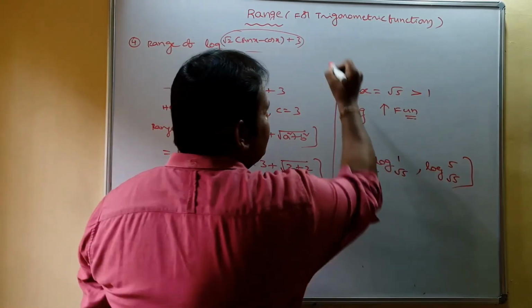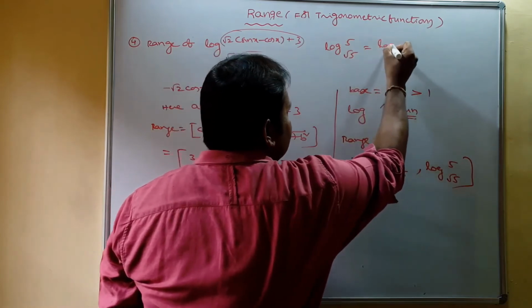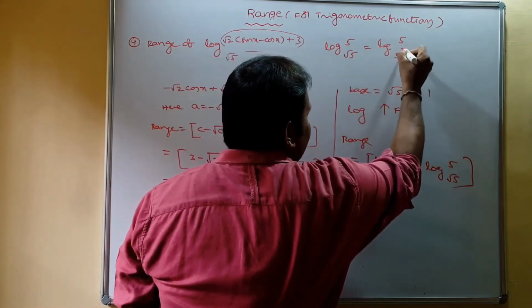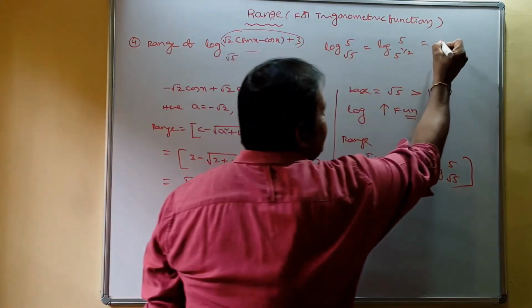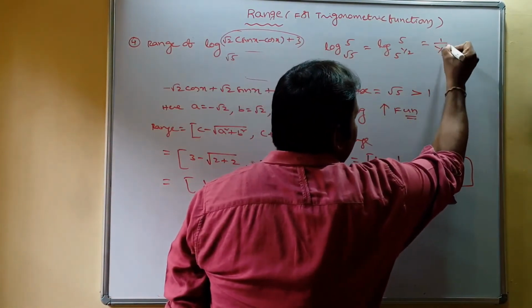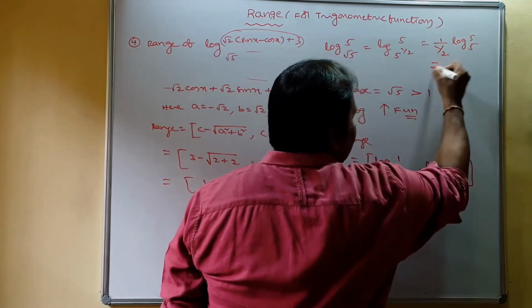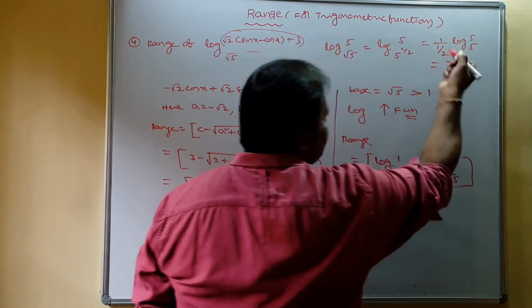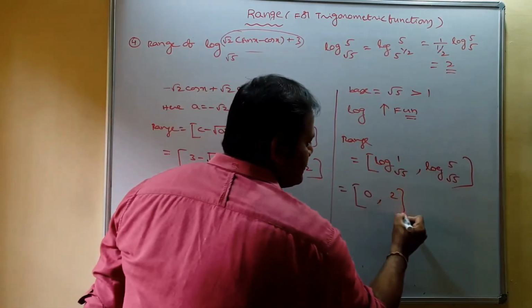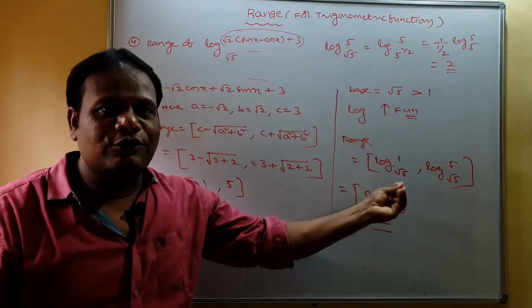I can write log 5 to the base root 5 as log 5 to the base 5 power 1 by 2. Now we can take it as 1 by 1 by 2 times log 5 to the base 5. It is 1. So 1 by 1 by 2, what is it? It is 2. So the range of the given function is the closed interval 0 comma 2.